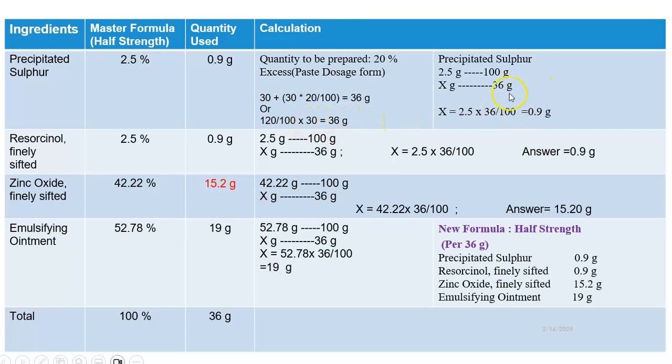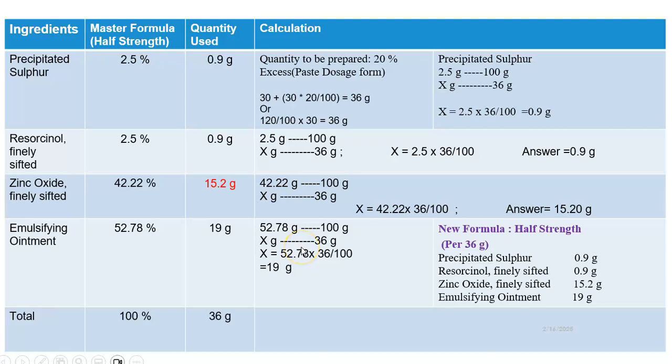And so the sulfur will be 2.5% of this 36 grams. So 2.5 over 100 times 36 is 0.9 grams. So that's why this column here, quantity used, has 0.9 gram. The resorcinol is the same calculation, so it's 0.9 grams as well. But let's look at the zinc oxide. The zinc oxide would now have been 42.22 in 100 grams. So therefore, how much is in 36? And so our answer is 15.20 grams.